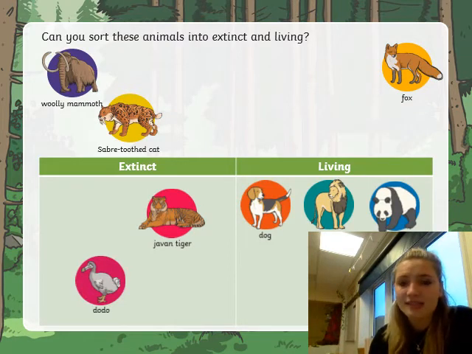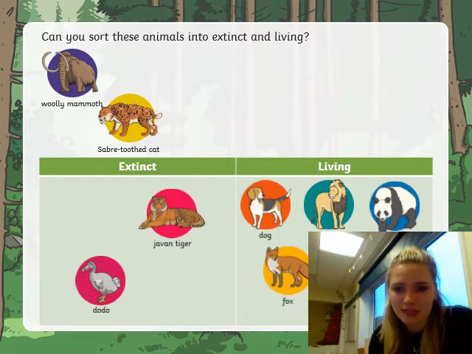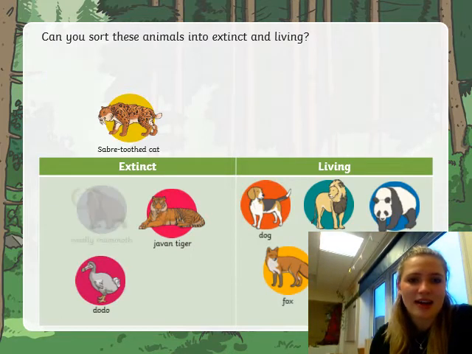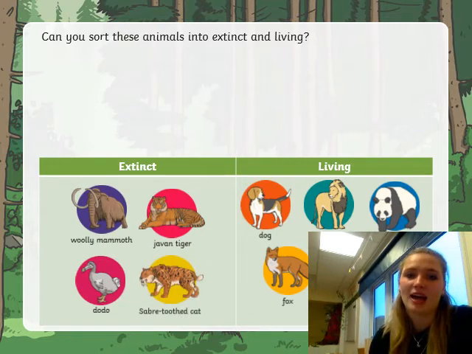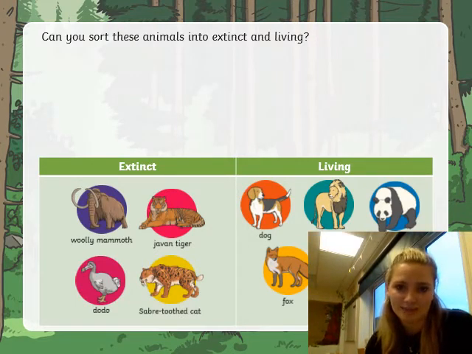An elephant obviously is still living today. And a fox is obviously still around today. And finally, a woolly mammoth and a sabre-toothed tiger are two other animals that are no longer on the planet, so they are extinct.